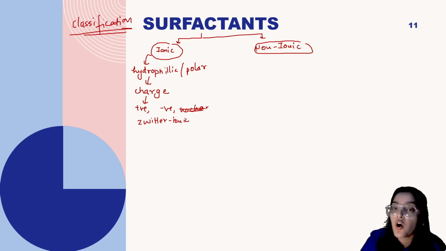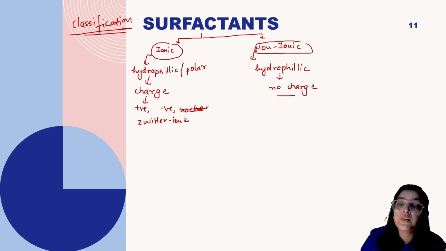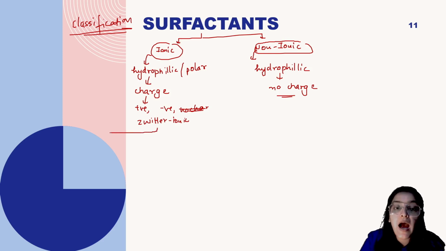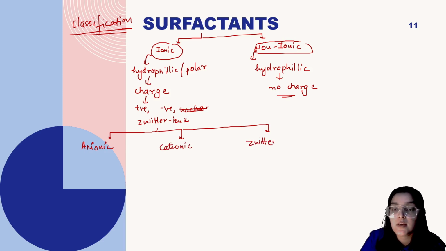While in the case of non-ionic, the hydrophilic part contains absolutely no charge. Okay students, this is termed as the ionic, the other one is termed as the non-ionic. So based on this classification, the ionic surfactant is further classified into the anionic surfactant, the cationic surfactant, and the zwitterionic forms. All these three forms come under the classification of the ionic surfactant.